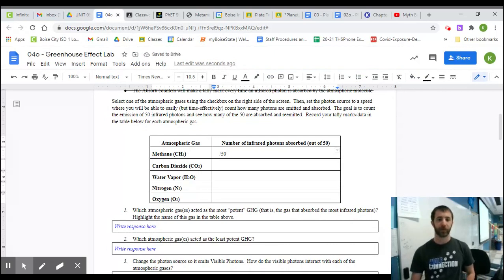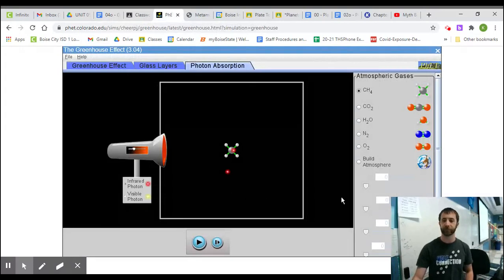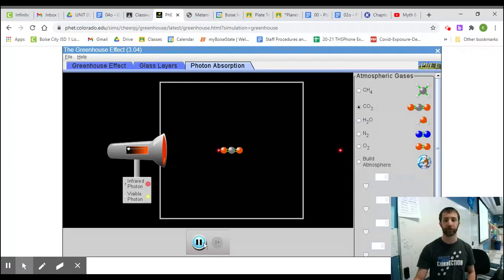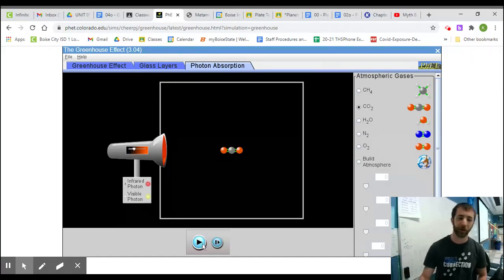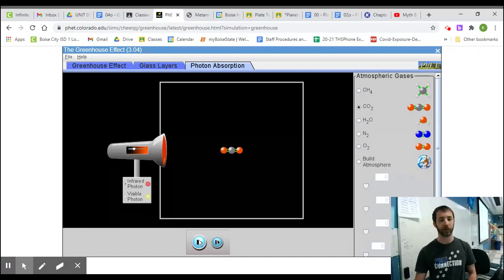All right. That being said, we'll move on to CO2, count to 50, and then we'll just progress through the rest of these gases. Here we go. Let me get those out of there. We'll reset. Give it a moment. All right. Counting how many are absorbed by carbon dioxide in 3, 2, 1, go.